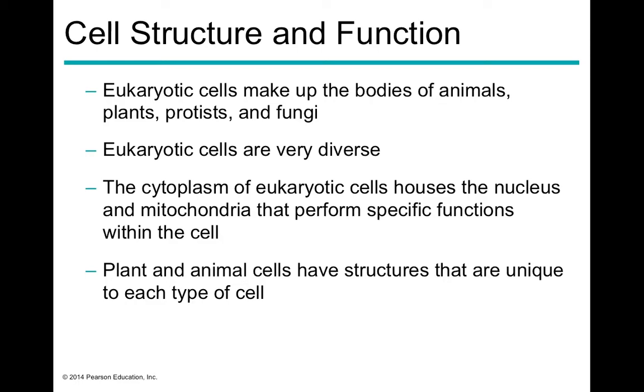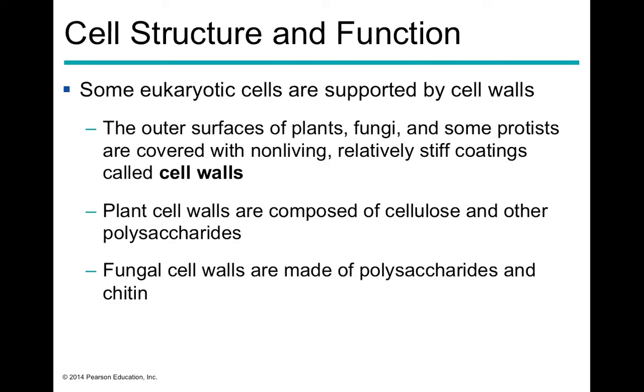And inside the eukaryotic cells, we have a cytoplasm. So the cytoplasm is going to be all of the aqueous portion, which is the cytosol, and all of the organelles. So it's going to house the nucleus and all of the organelles and mitochondria that perform those specialized functions within the cell. And again, we have specialized regions that are unique to both plant and animal cells. The major difference between plant and animal cells, just to hammer this home, is that we have a cell wall on the surface of plant cells.